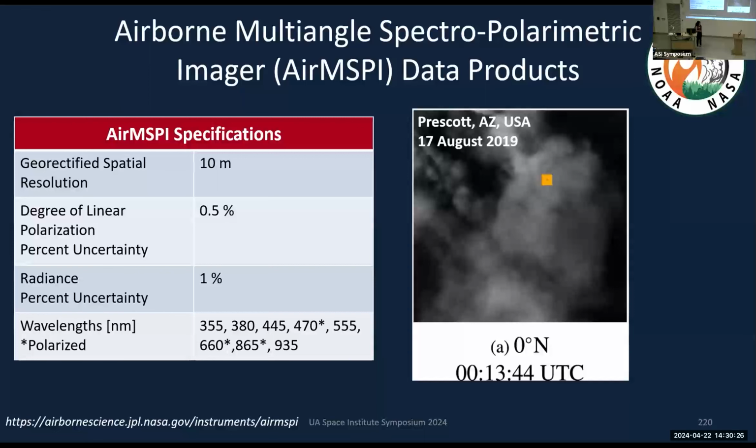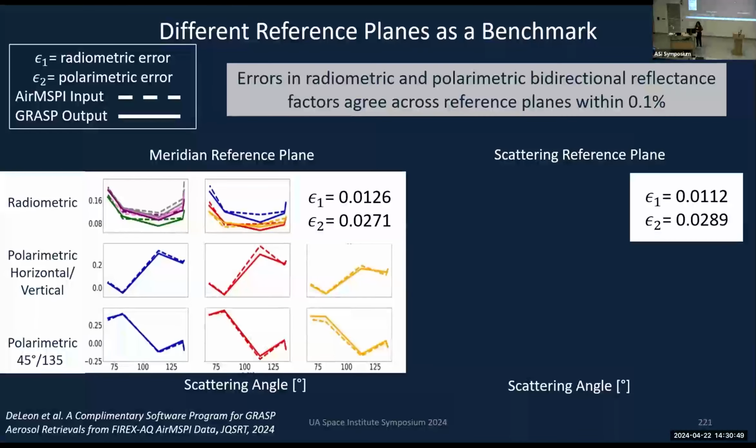This is an image taken of a fire just in Prescott, Arizona in August 2019 at nadir, so looking straight down. I took just this little region given by the orange box, which is about a 5 by 5 pixel region, and took the median of the values for radiometric and polarimetric values at all of these wavelength channels, except the 935, because smoke is basically transparent at that wavelength.